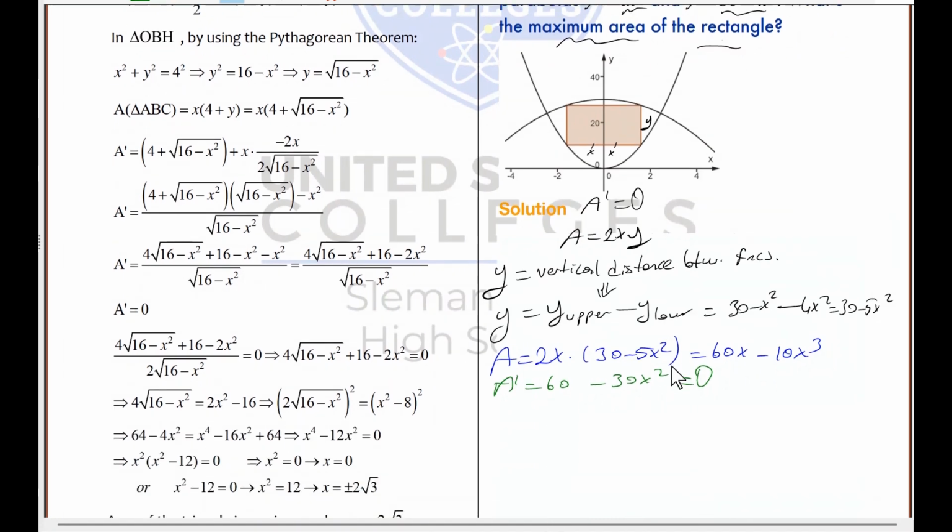Let's bring one of them to the other side. 60 equals 30x squared. Divide both sides by 30. x squared will be 2. By taking the square root of both sides, x is plus and minus square root of 2. What is y? I need y too, right? So my y will be, since it is, what was it?